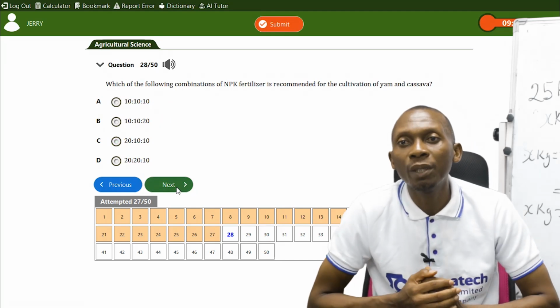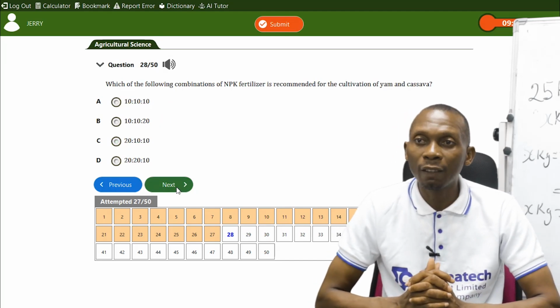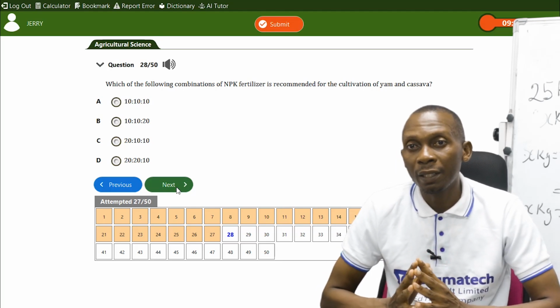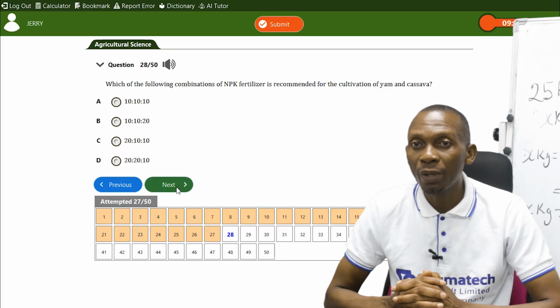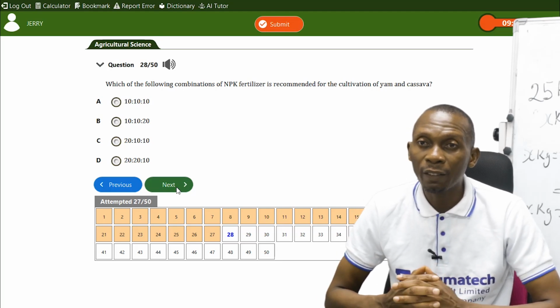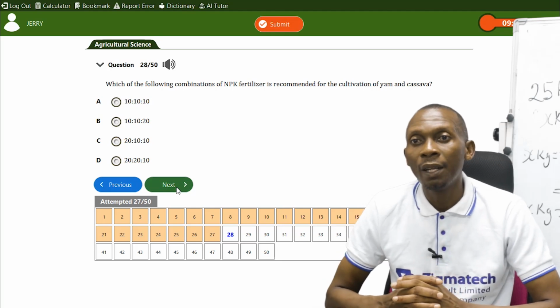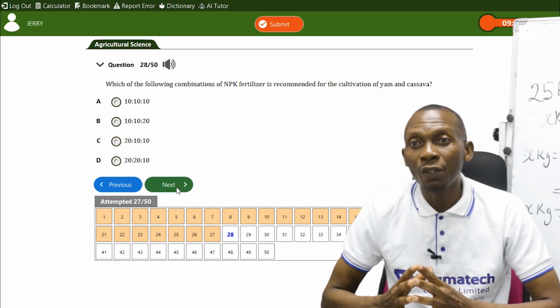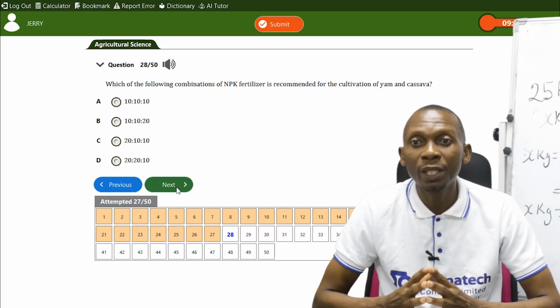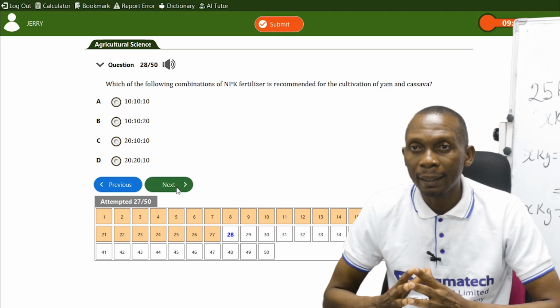Now, which of the following combinations of NPK fertilizer is recommended for the cultivation of yam and cassava? At the early stage of growing our yam and cassava, proper vegetation should be encouraged. So NPK is a complex fertilizer, a compound fertilizer. That means nitrogen, phosphorus, and potassium. So the ratio of nitrogen to phosphorus to potassium is 20, 10, 10.